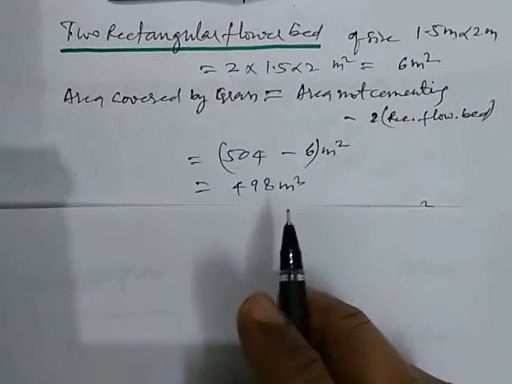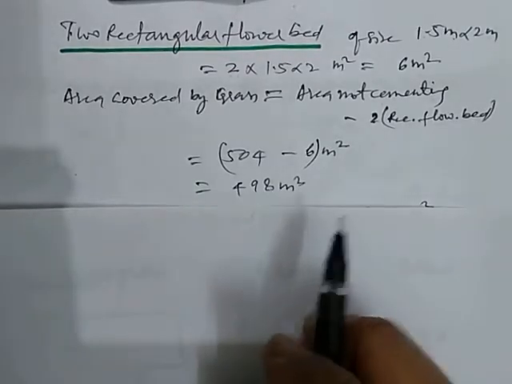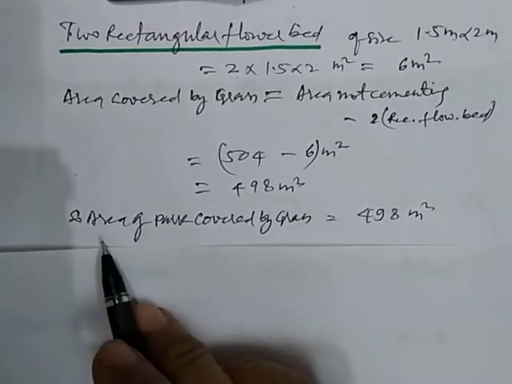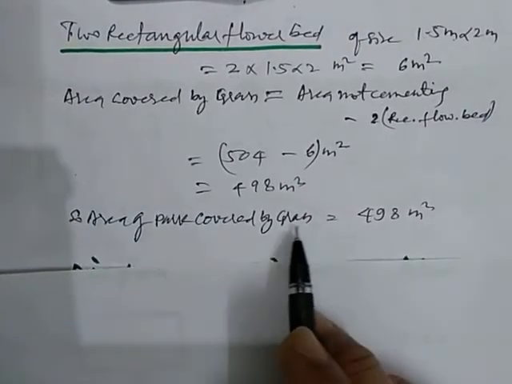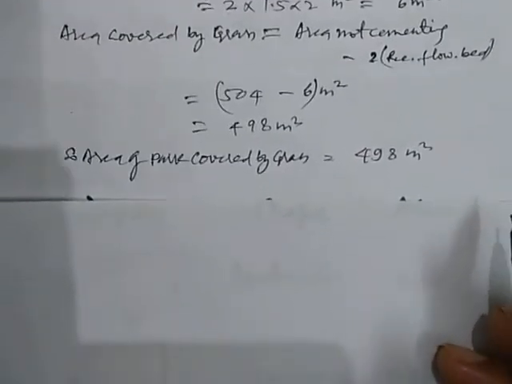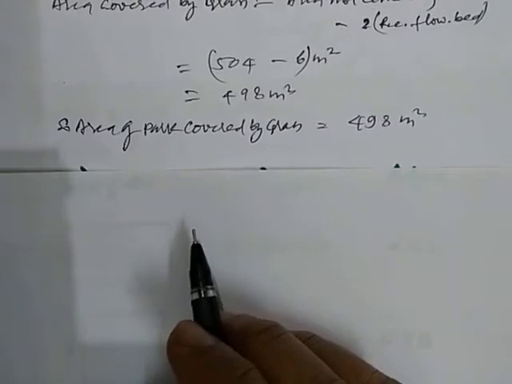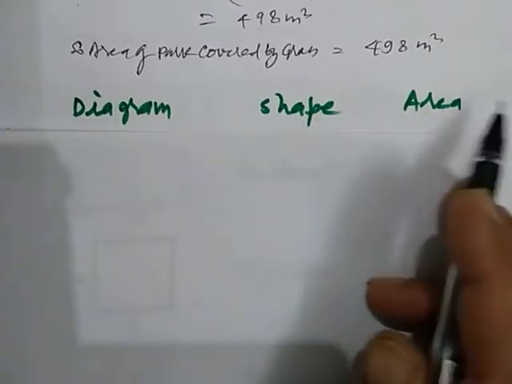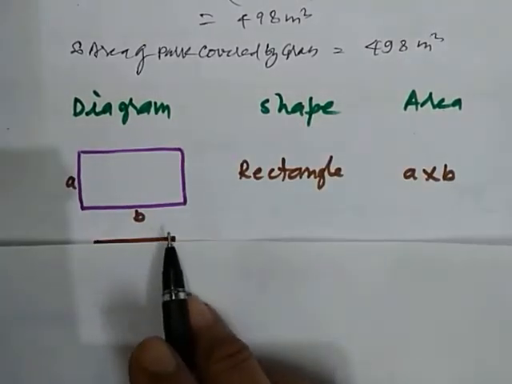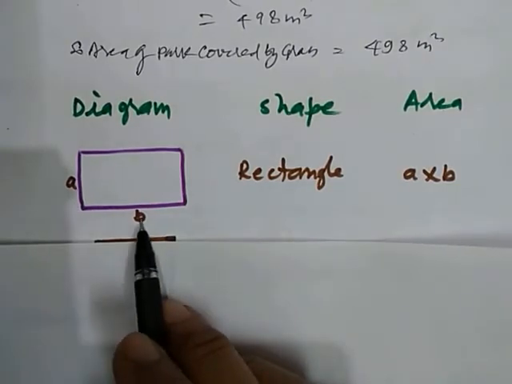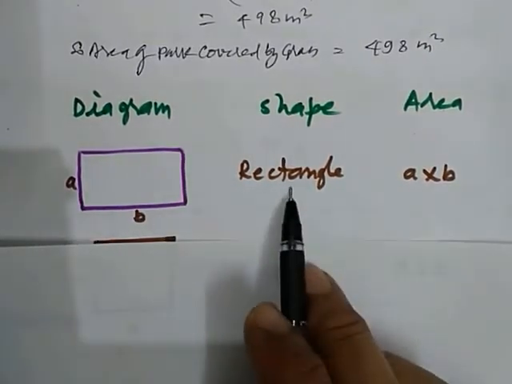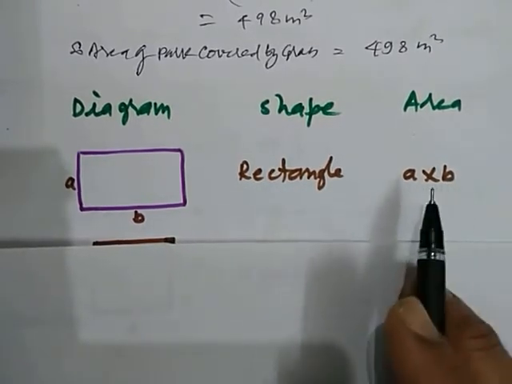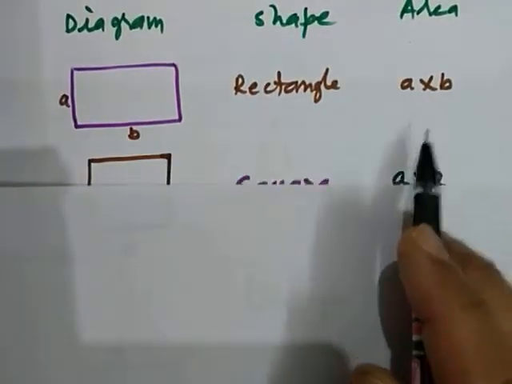Okay. So this way we can calculate different items considered under mensuration. Area of park covered by grass is 498 meter square. Now we learn some shapes and their area. Here is the diagram, shape and the area. This is the rectangle. B is the length and A is the width. And we know the area of the rectangle is A into B. Okay.